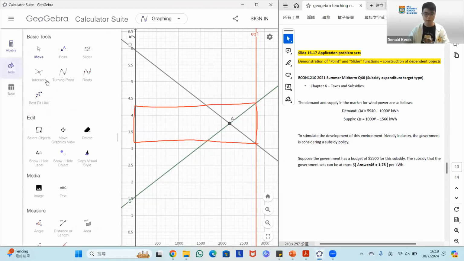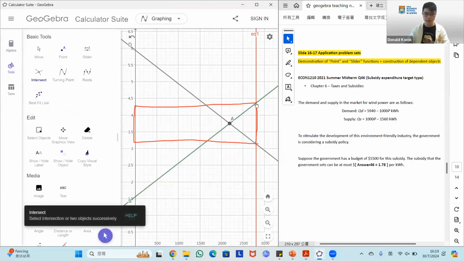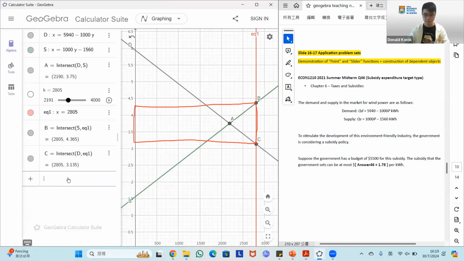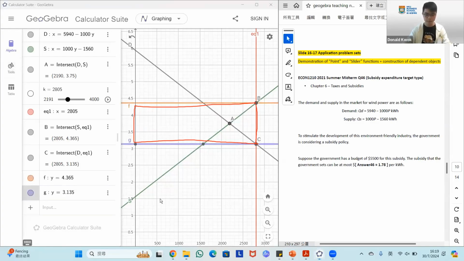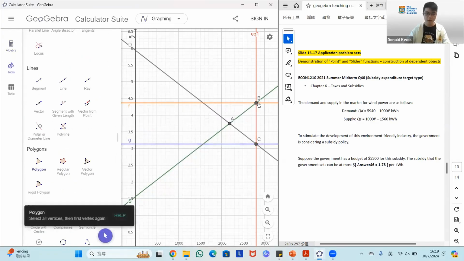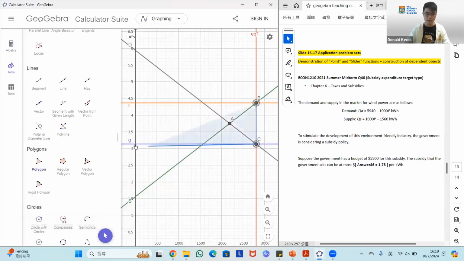Specifically, I'll use the Intersect function to locate the subsidy wedge first. And then draw the two horizontal lines passing through the points B and C. So using a Polygon function, the area of subsidy expenditure is represented by this rectangle.